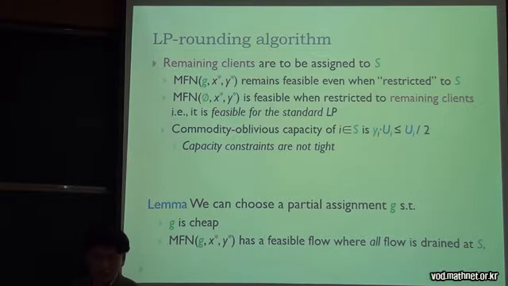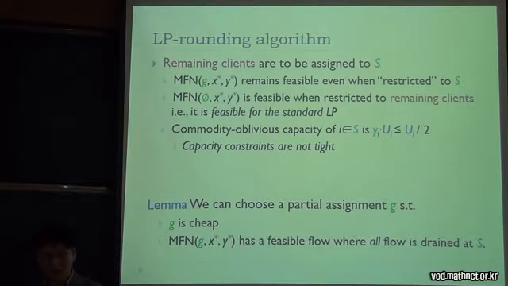And then one more thing that I would like to mention is that the commodity oblivious capacity of every facility with small opening is bounded away from the true capacity of that facility, because the opening variable is strictly smaller than 1/2. Therefore, the commodity oblivious capacity of that facility in the multi-commodity flow network is also at most 1/2 of the true capacity of this facility. So in other words, the capacity constraints for these facilities are not tight.